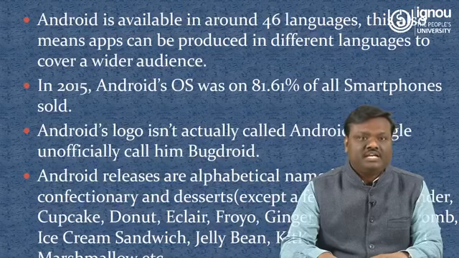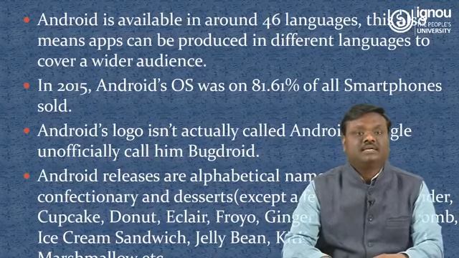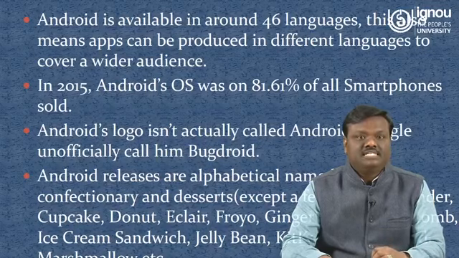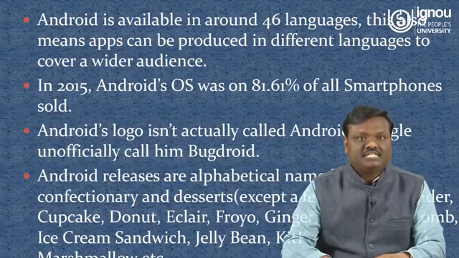Android's logo is not actually called Android. However, Google unofficially calls him Bug Droid. So Android releases, you can see the versions that they put are similar to the confectionery and desserts of bakery items. They started with cupcake, donut, eclair, gingerbread, honeycomb, and so on. They kept those version names similar to the confectionery and desserts available in the bakery so as to attract the whole market.